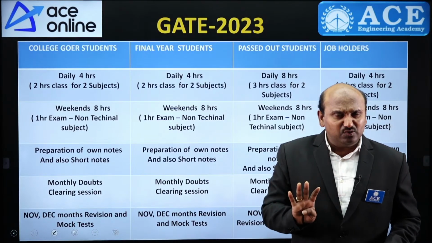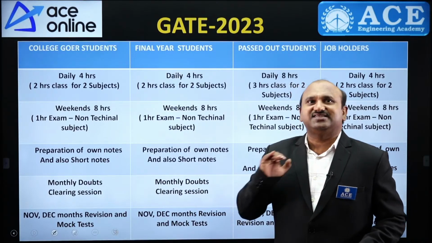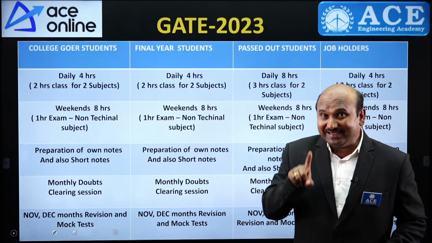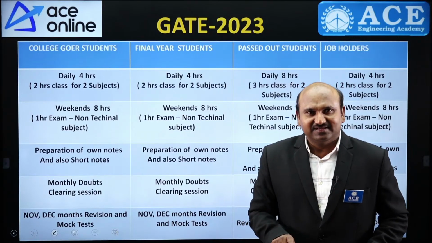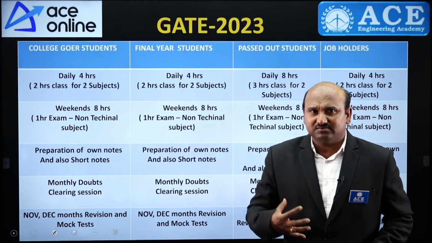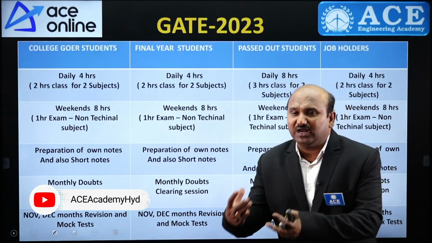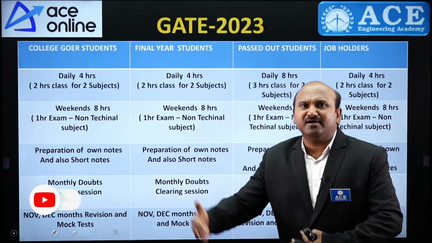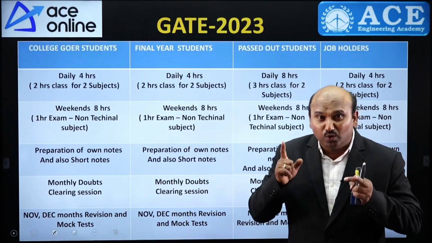Because short notes are not at all related to the summary. Summary is different, short note is different. Summary is formulas and important points. Short notes always vary from student to student. Suppose I am preparing for the GATE examination and I am not familiar or not confident in one topic. That topic you can make into short notes. The same topic may not be difficult for your friend. That's why short notes are your own short notes.